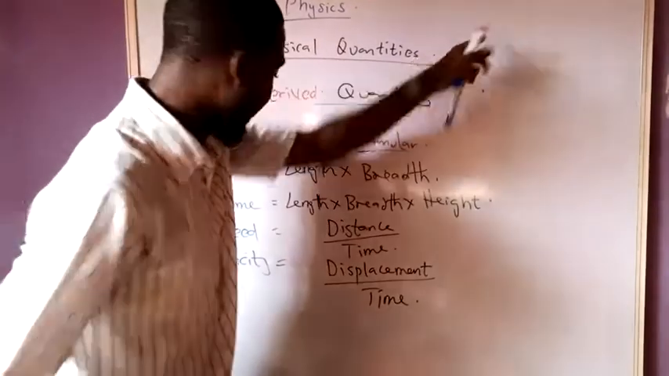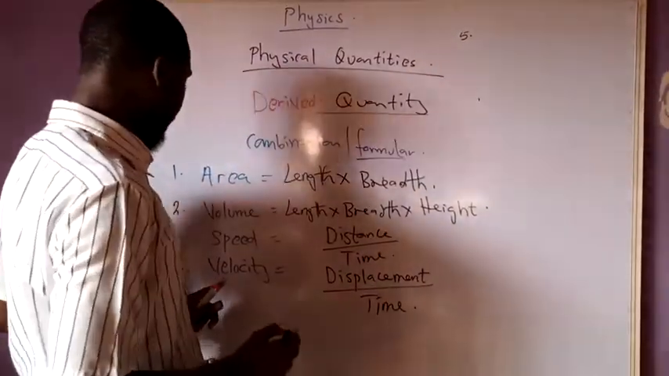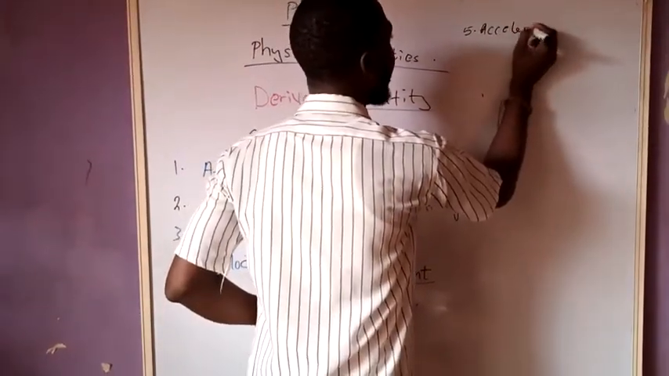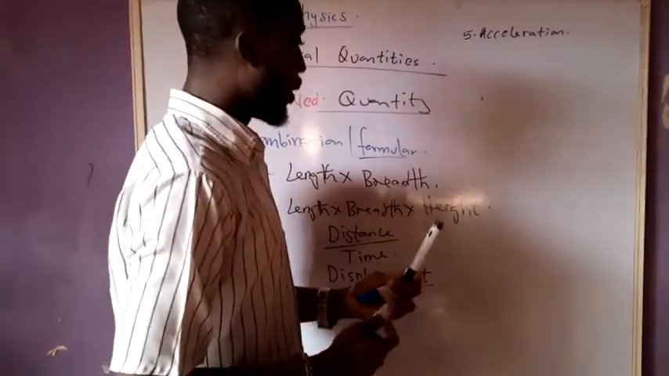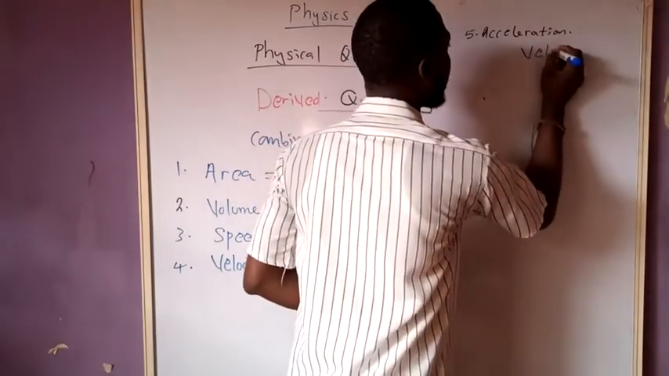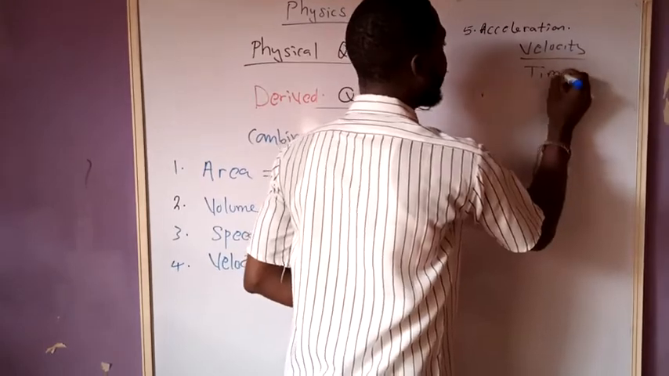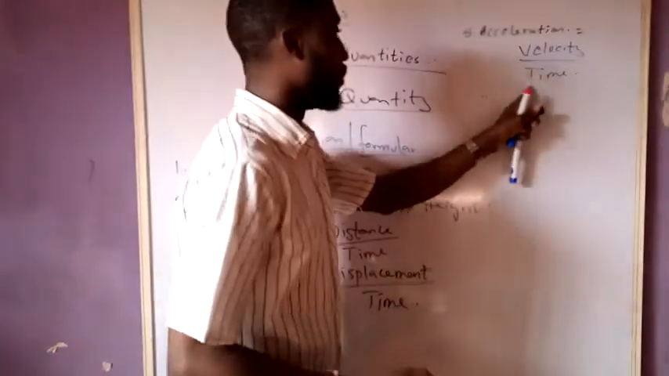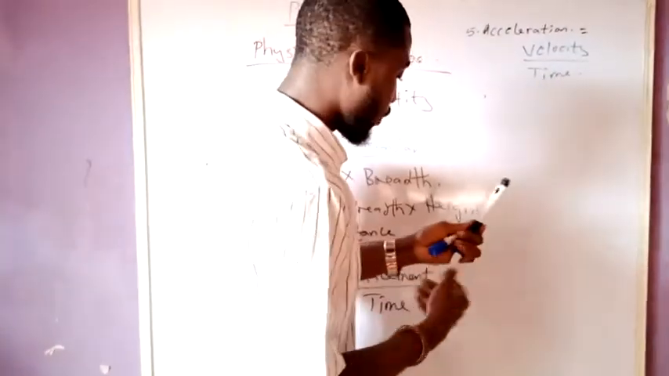Come to this side of the board. Then we have number five, acceleration. What is acceleration? Acceleration is velocity over time. If you divide velocity by time, you are going to have acceleration. Let me give you one more.